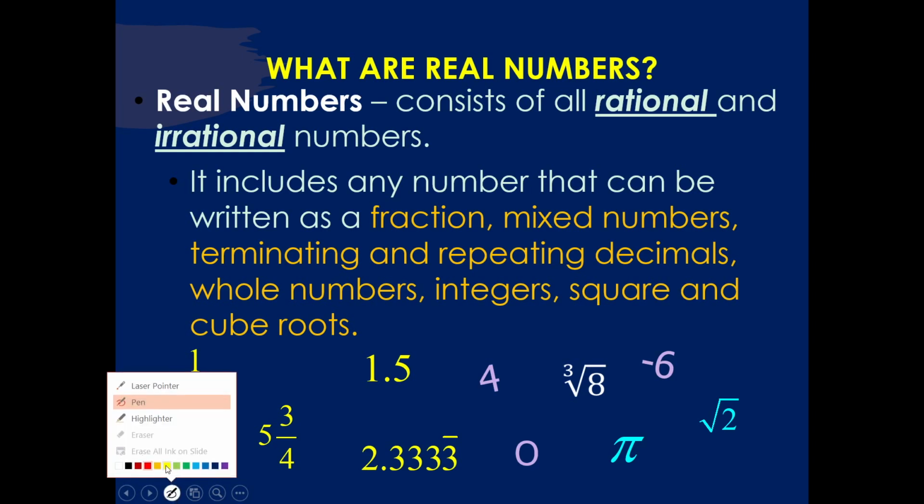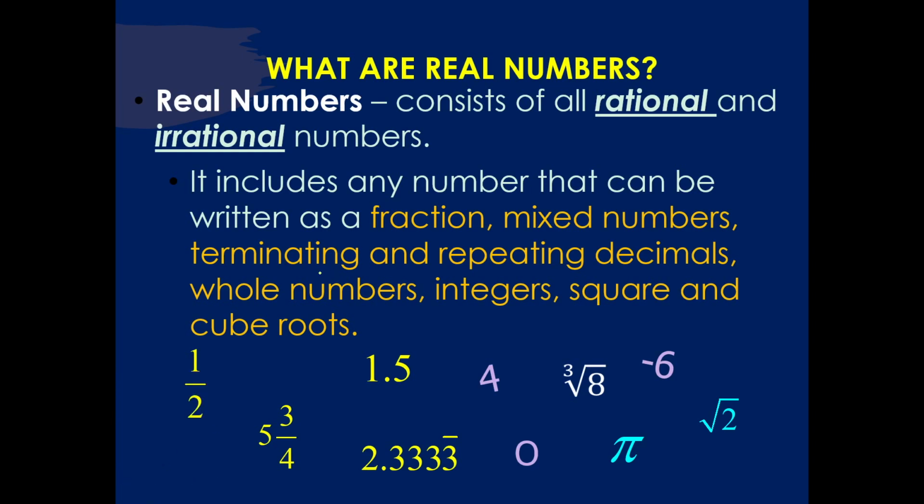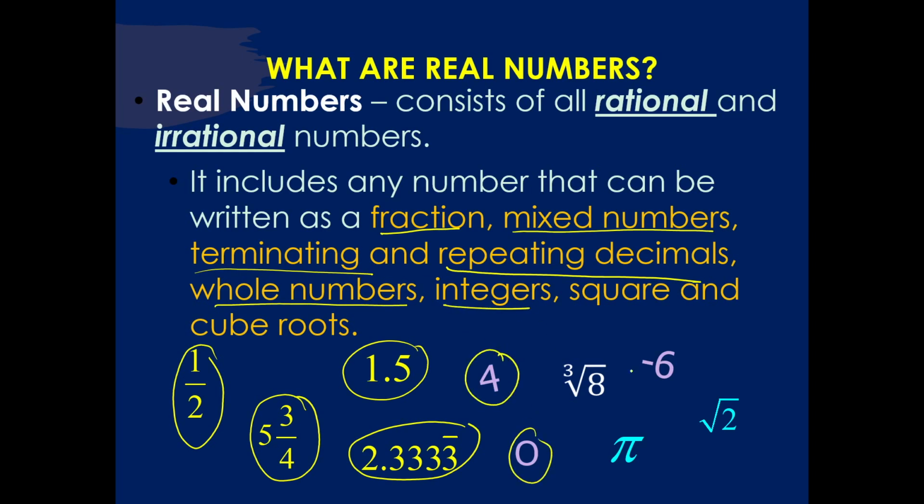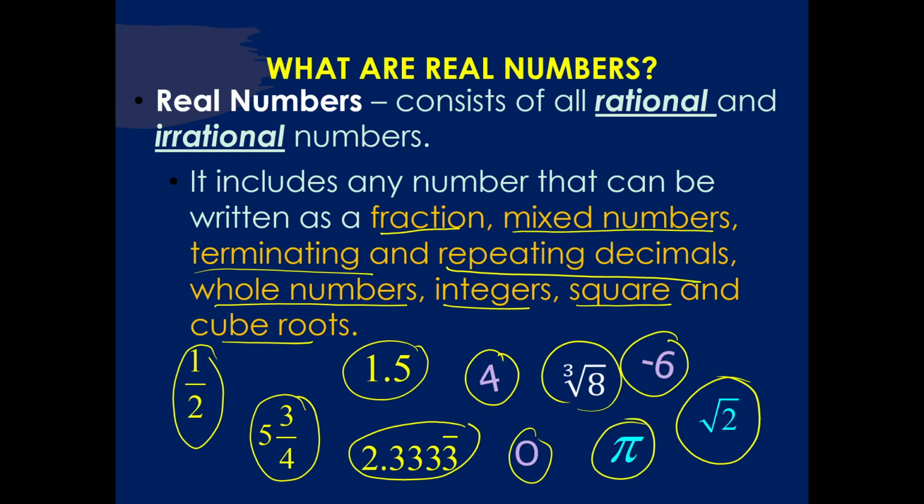Let me use my pointer first. It can be a fraction, by the way, over here. It can be a mixed number over here. It can be a terminating decimal over here. Later on, I will be defining each. It can be a repeating decimal over here. It can be a whole number. It can be an integer. It may have cube roots or square roots. And you know the pi as well. The pi is an example of a real number as well.